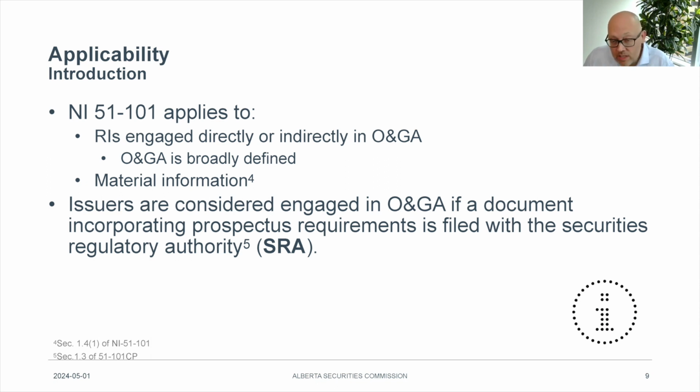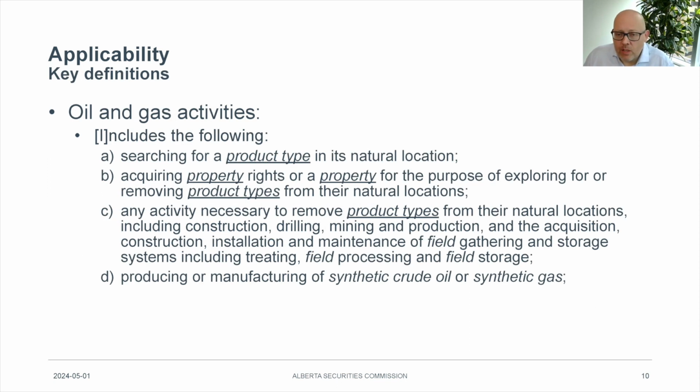That first definition is actually the term oil and gas activities. Oil and gas activities includes the following: searching for a product type in its natural location, acquiring property rights or property for the purpose of exploring for or removing product types from their natural locations, any activity necessary to remove product types from their natural locations, producing or manufacturing of synthetic crude oil or synthetic gas. Italicized terms are defined in Staff Notice 51324 and in section 1.1 of 51101. Most of them are, not all of them.